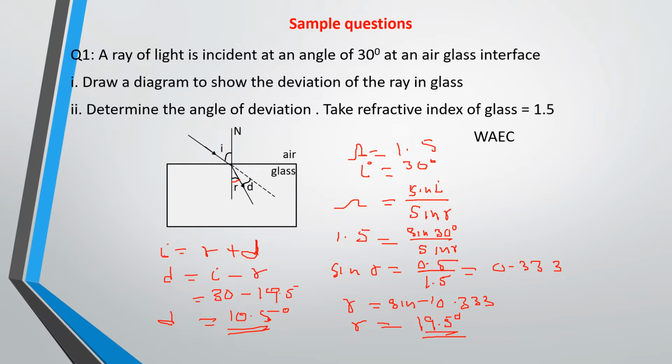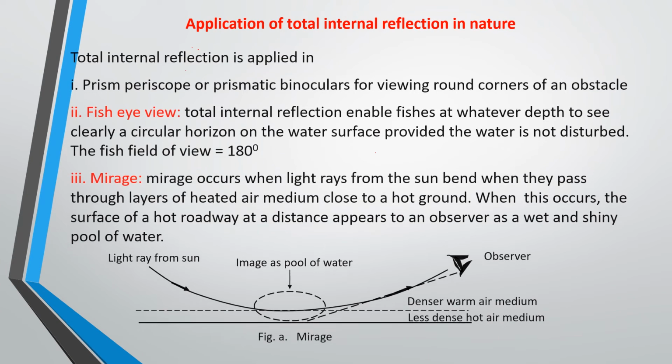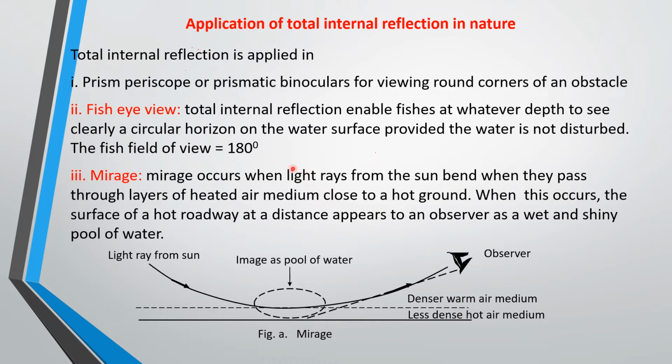Let's go straight to the applications of total internal reflection. In everyday life, total internal reflection is applied in the prism periscope. If you check your textbook, you will see pictures of a periscope where a ray of light has to be reflected totally internally for it to locate an object. It is used in the prism periscope to view round corners of obstacles.